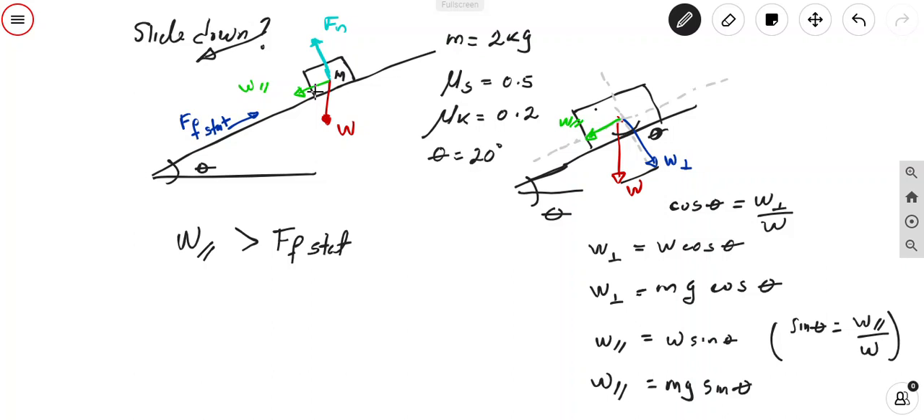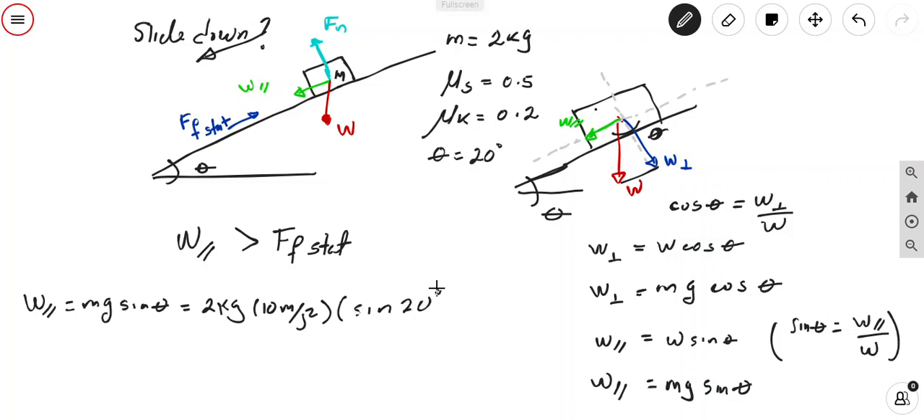What I have to do is first find W parallel, the parallel component of the weight. When I say parallel, remember that means parallel to the surface of the incline. It is mass times gravity times the sine of the angle. So it would be 2 kilograms times 10 meters per square second times the sine of 20 degrees. So W parallel would be 20 newtons times the sine of 20 degrees, that we said is the angle.